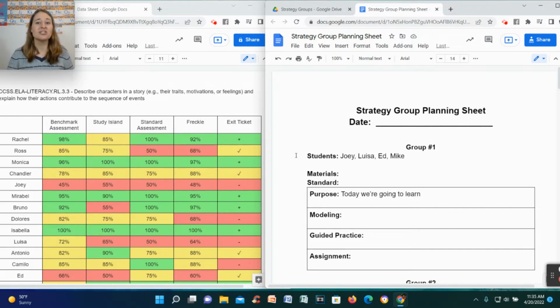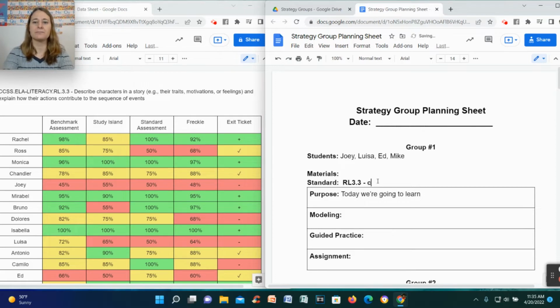So for this particular group, because they're in red, I'm probably going to start with the most basic of this, which is the character traits. They may not even be able to identify character traits of the characters in their books, and they may need some direct instruction in that before we move on to any of the other parts of this standard. So for the standard, I'm going to put reading literature 3.3, but I'm going to specify here for them, we are really focusing on those character traits.